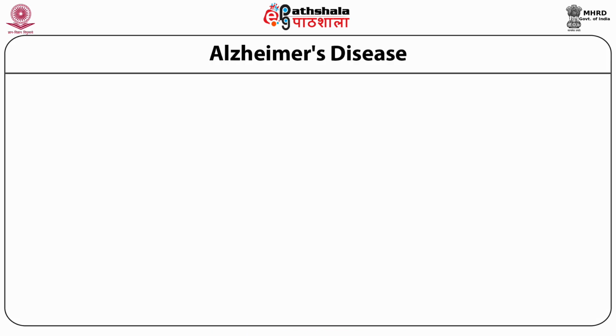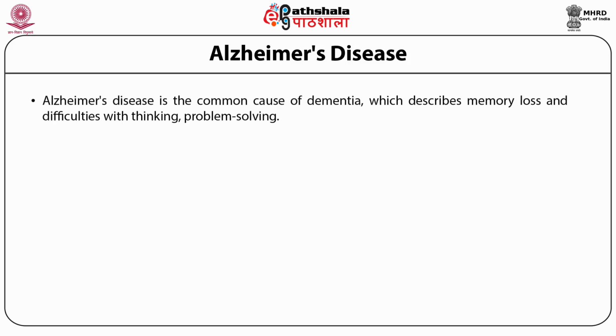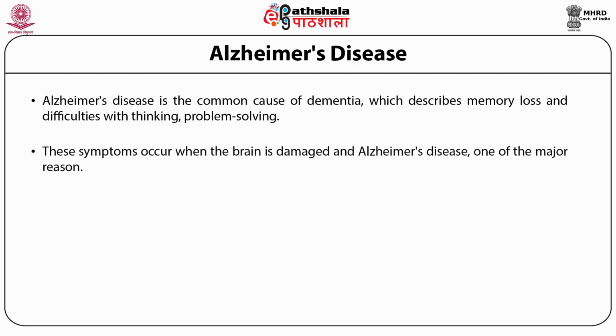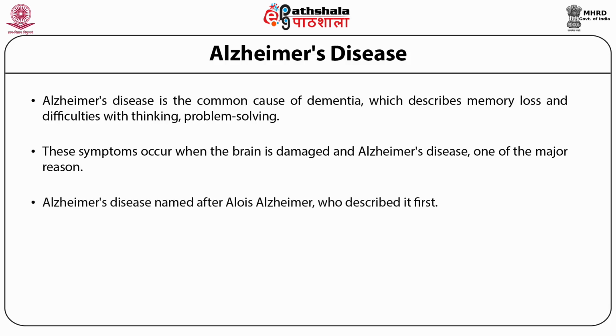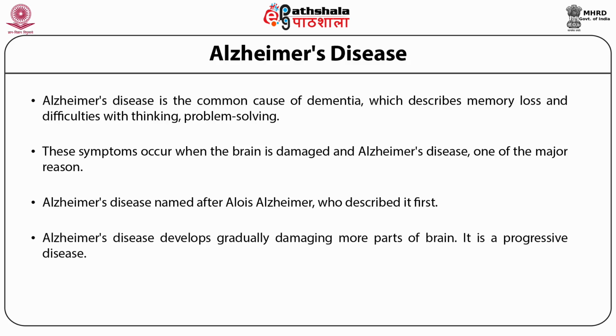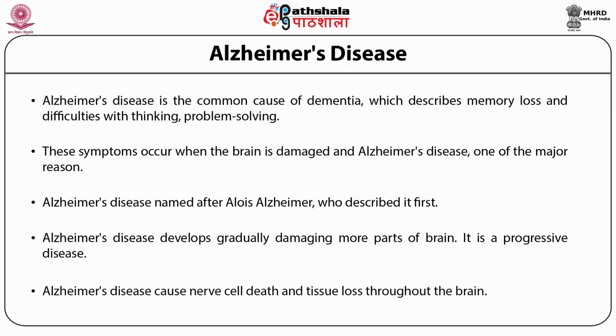Another protein-related disease is Alzheimer's disease, the most common cause of dementia, which describes memory loss and difficulties with thinking and problem solving. These symptoms occur when the brain is damaged, and Alzheimer's disease is one of the major reasons. Alzheimer's disease is named after the scientist Alois Alzheimer, who described it first, and it develops gradually, damaging more parts of the brain. It is a progressive disease, generally expected to happen at an older age, and it causes nerve cell death and tissue loss throughout the brain.